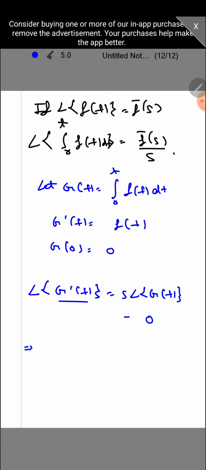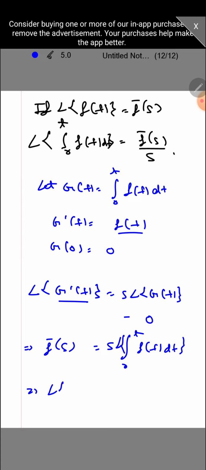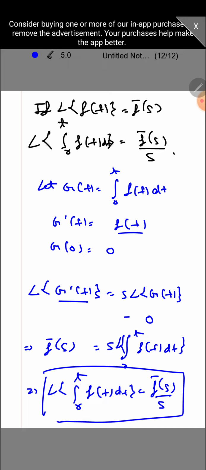So this can be written as F bar(s) equals s times the Laplace of the integration from 0 to t of f(t) dt. From here you get the Laplace of the integration from 0 to t of f(t) dt is equal to F bar(s) over s, and you are done. Okay guys, so let this lecture be up till this much.